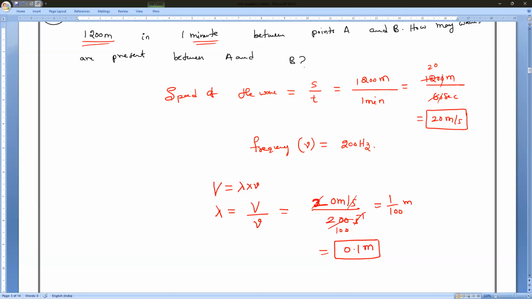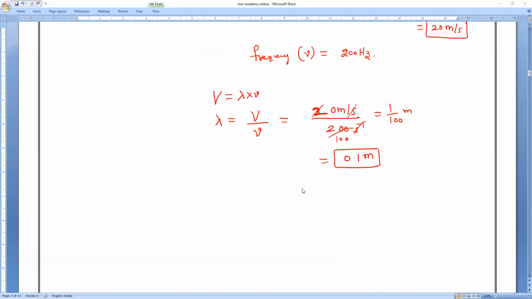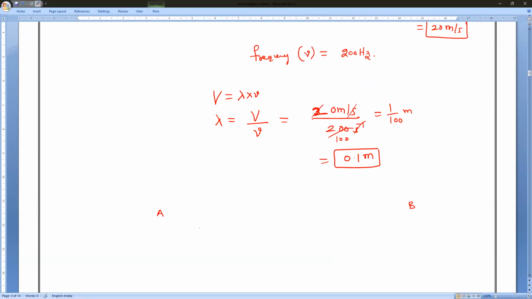That is what you have to remember. Clear, everybody? Now, the distance between the two points A and B, how much have they given? The total distance is 1200 meters. Now, one wave, how much distance? 0.1 meter. So, can you tell me how to find the total number of waves?